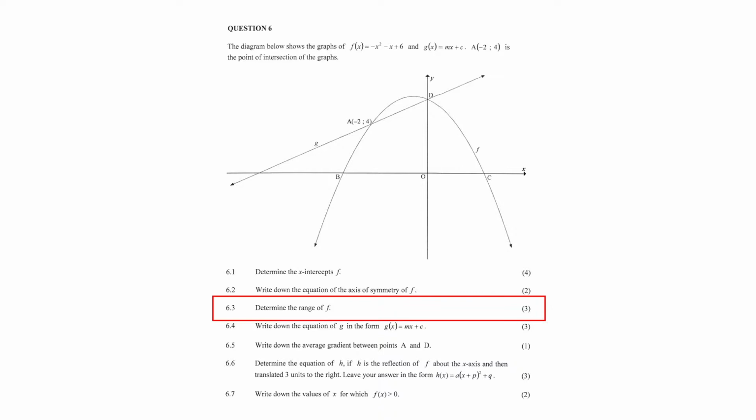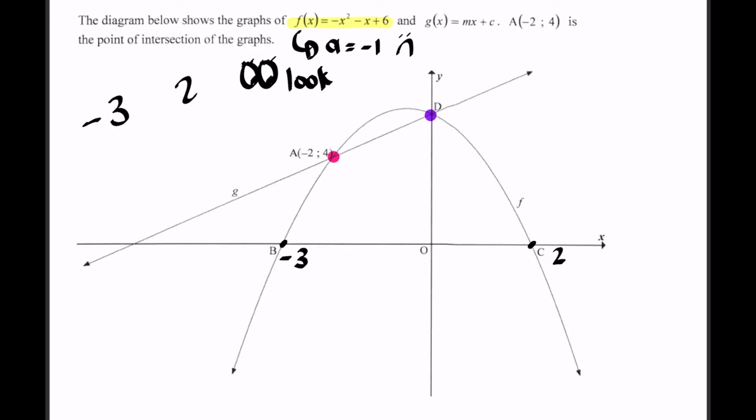The next question says determine the range of f. Now remember, domain and range, D comes before R, so x comes before y. So the domain is a list of my x values and the range is a list of my y values. So they're asking for the range of this graph. So the range of this graph will be the y values of this graph.